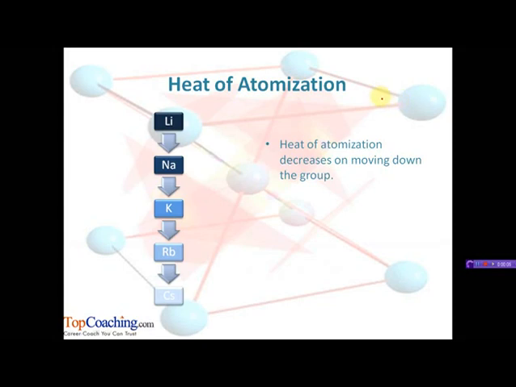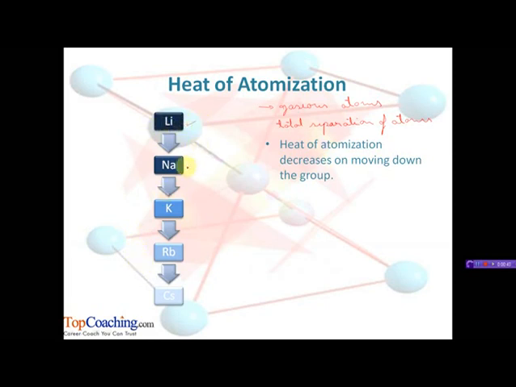Next property is the heat of atomization. We can define the heat of atomization of 1 mole of substance as the energy required to convert that substance completely into its gaseous atoms, or the energy required in total separation of all its atoms. In this state, all the bonds are broken and no new bond is formed. So the heat of atomization decreases as we move down the group from lithium to cesium.